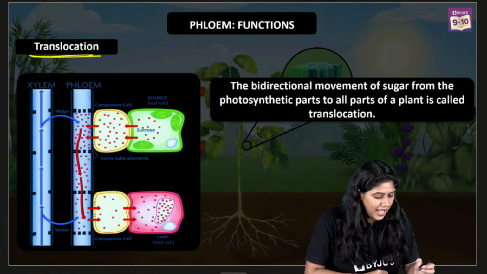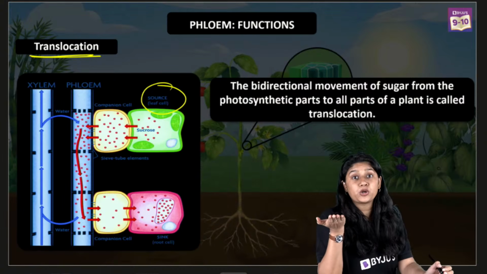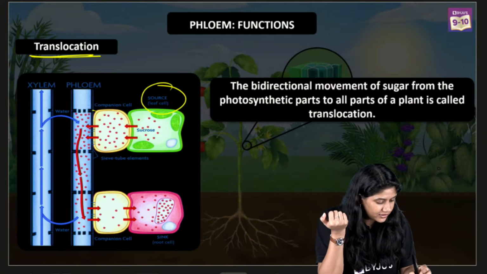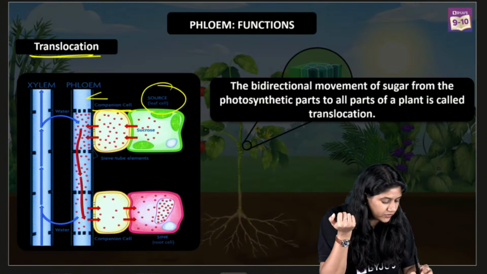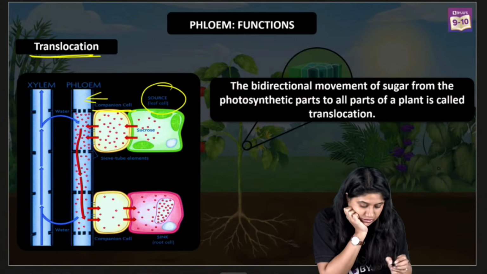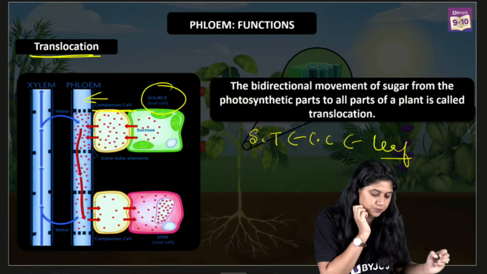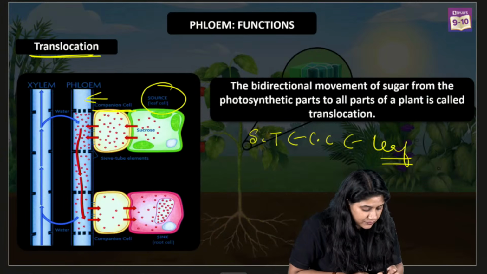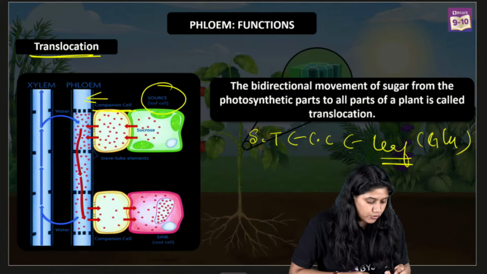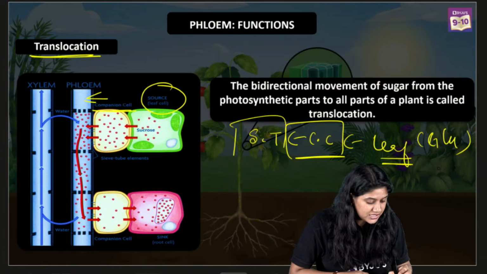We have the source cell, the leaves, basically where there is production of glucose. We have the companion cell, and next to it we have the sieve tube. So we have the leaf, the companion cell, and then the sieve tube. The leaf is making the food, the glucose molecule. It has to move to the companion cell, and then from there it has to move to the sieve tube.